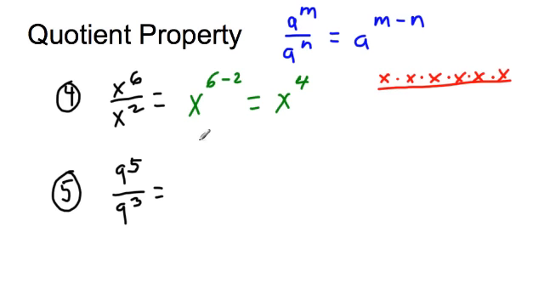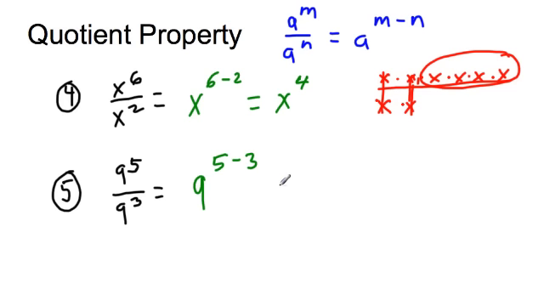And we'll divide that by x to the second power, which is 2 of them. And you can divide out from numerator to denominator. Notice I'll circle this here. You're left with 4 x's. Very quickly, 9 to the fifth power divided by 9 cubed: we still subtract, 9 to the power of 5 minus 3, which is 9 squared. In this case, 9 squared also could be written as 81.